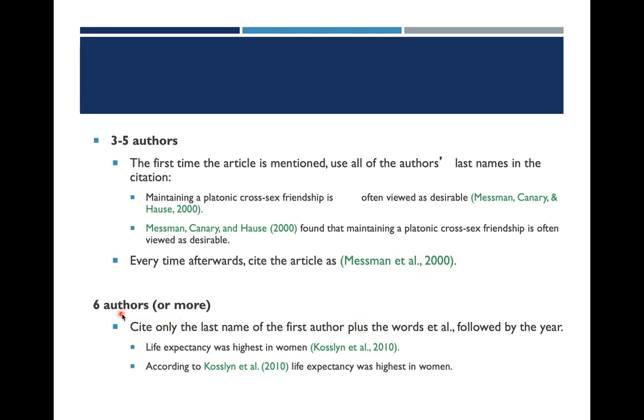Now, if you have 6 or more authors, then you go straight to et al. even at the first citation, right? We don't need to sit here and list out 7, 8, 9, 10 authors. Just go straight to et al. the first time.